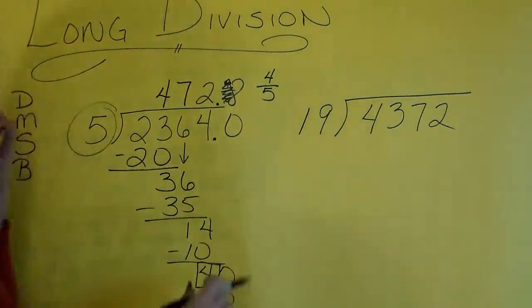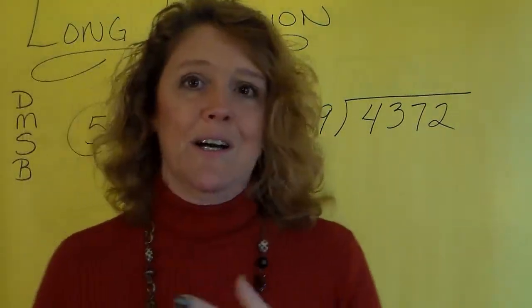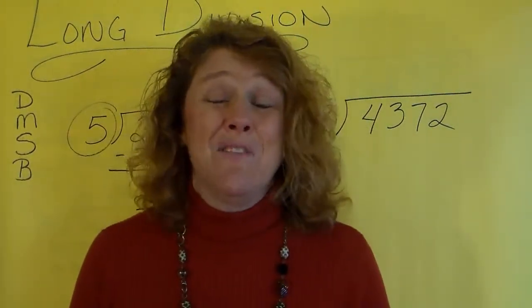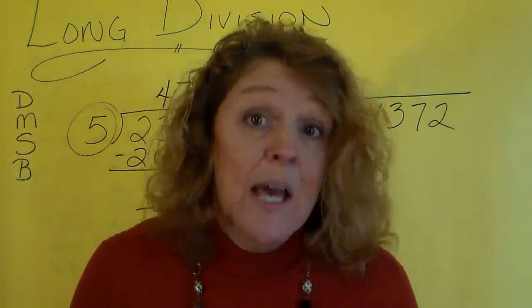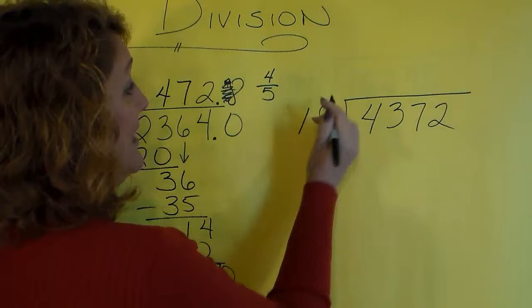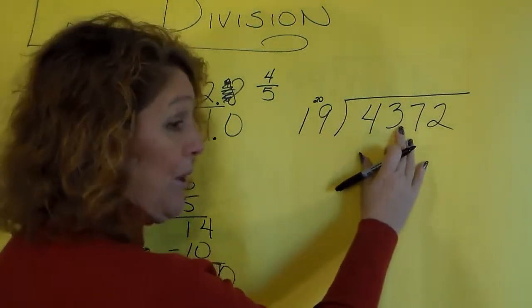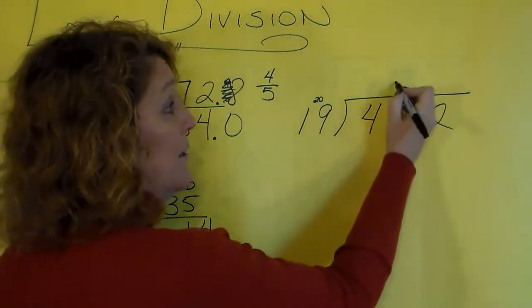All right, let's try another one. Let's try it with a double digit. Now, what I'm going to do here, I have no idea how many times 19 goes into 43 because I don't know my 19's times tables. However, I can round things off. I can say that this actually looks like a 20. How many times does 20 go into 43? Well, 20 goes into 40 2 times.